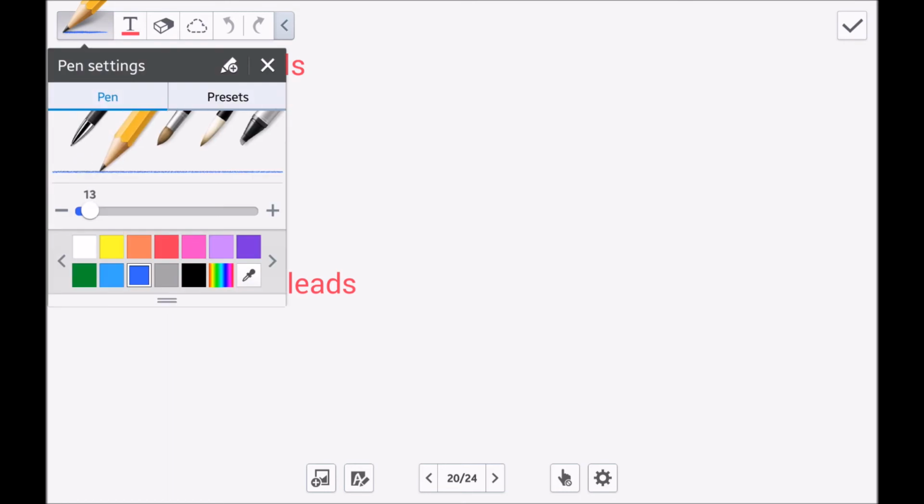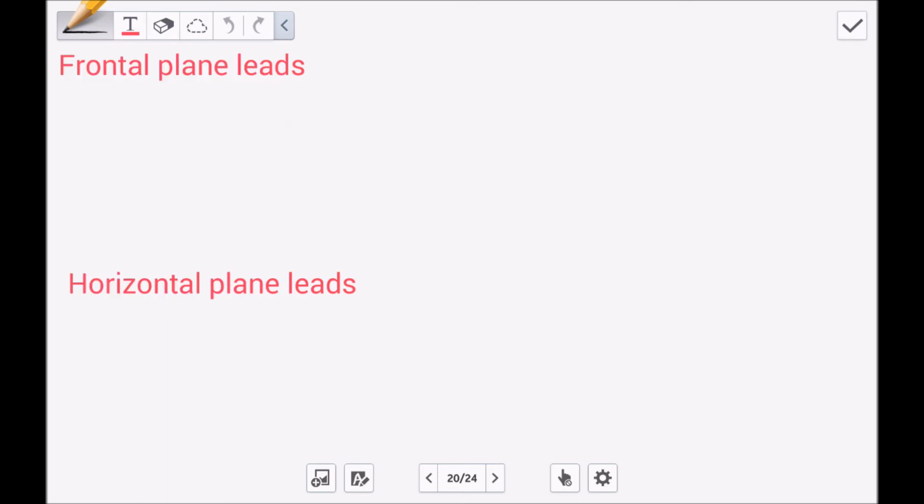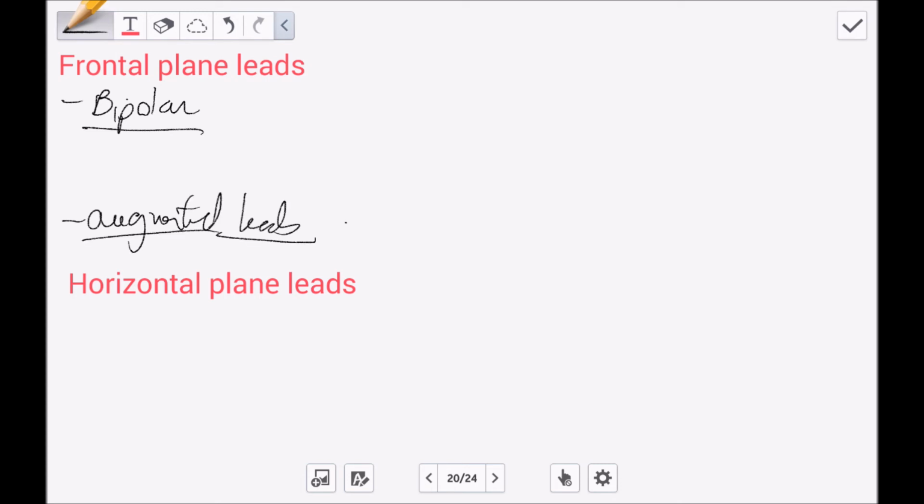So they are frontal leads and horizontal plane leads, okay? So the frontal leads, there are the bipolar leads and there's also the augmented leads. So we're going to put here bipolar, which means it has plus and minus. That's all it means. Bipolar and the augmented leads. And the augmented leads are denoted by a small a. Okay, so the bipolar leads go between two limbs.